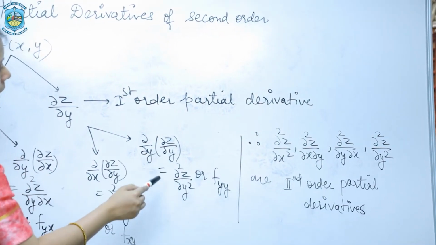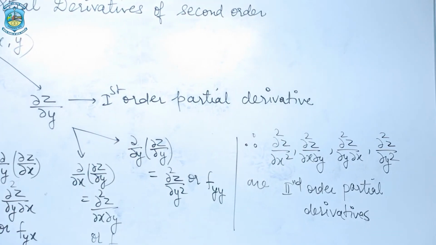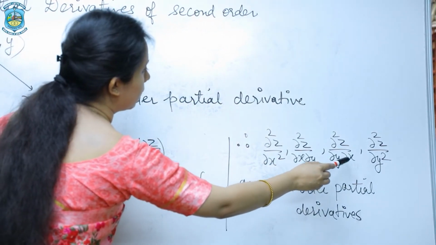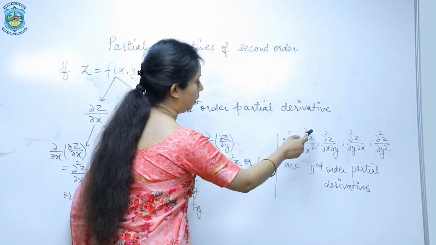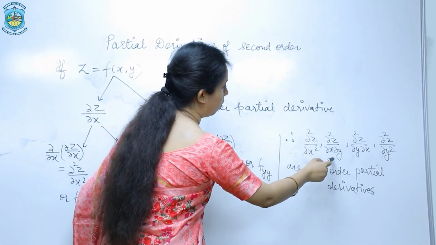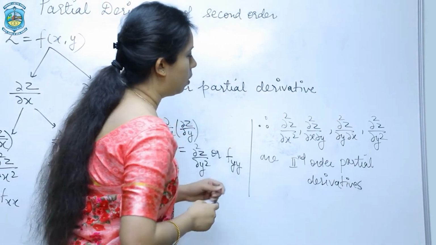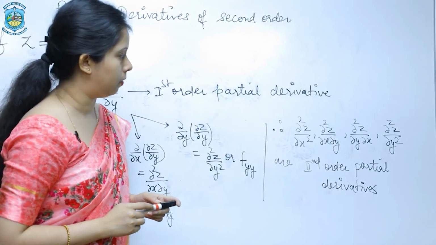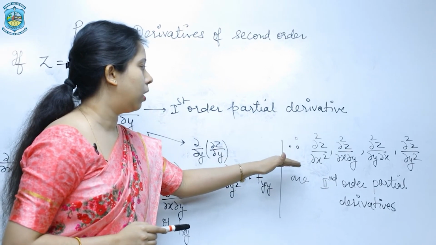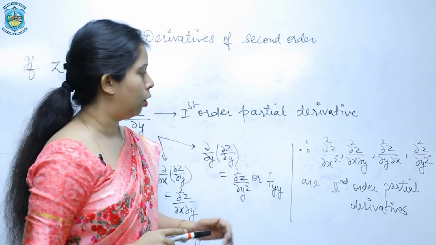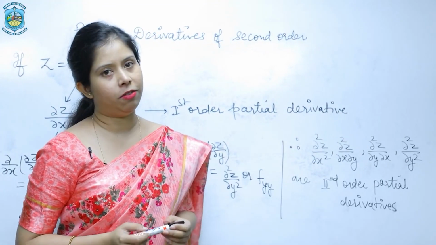So, therefore, the second order partial derivatives are ∂²z/∂x², ∂²z/∂x∂y, ∂²z/∂y∂x and ∂²z/∂y². So, these are the four second order partial derivatives. These are functions of x and y. Therefore, these functions themselves have partial derivatives. So, in a similar manner, we can define the partial derivatives of higher order.